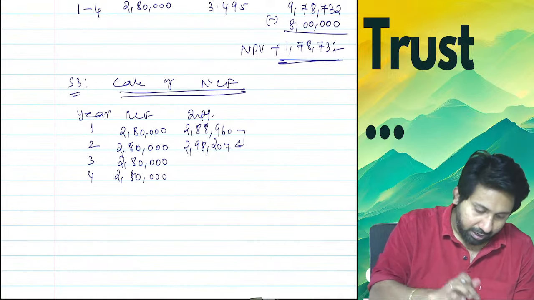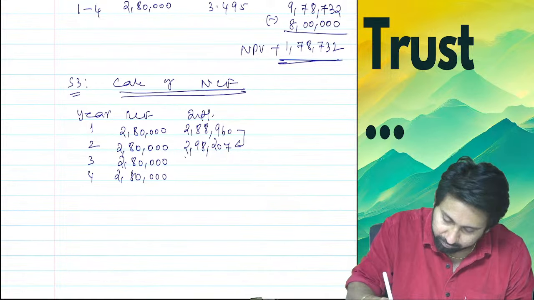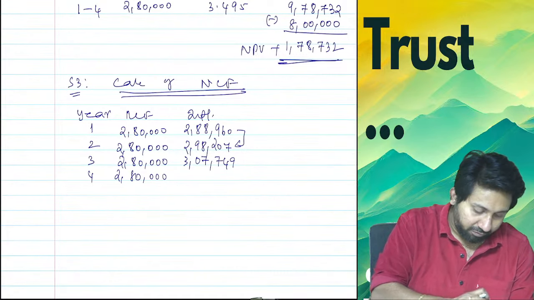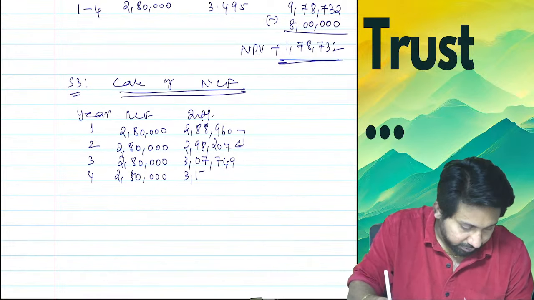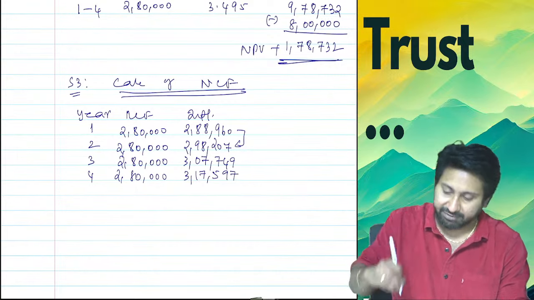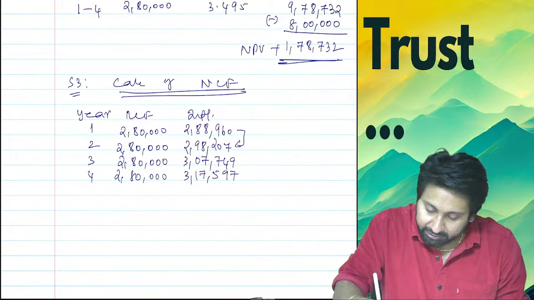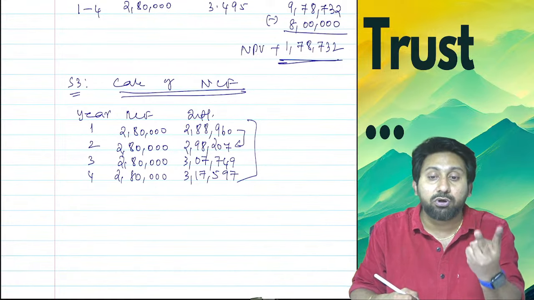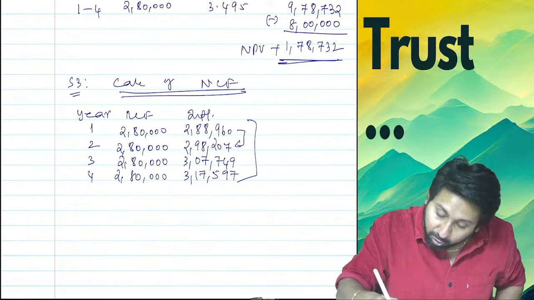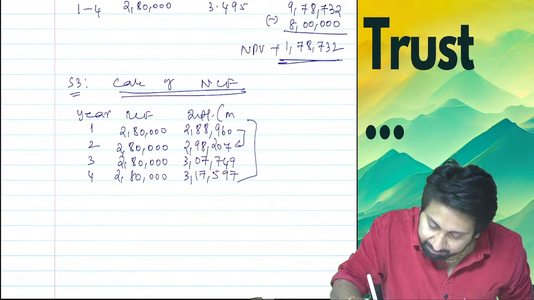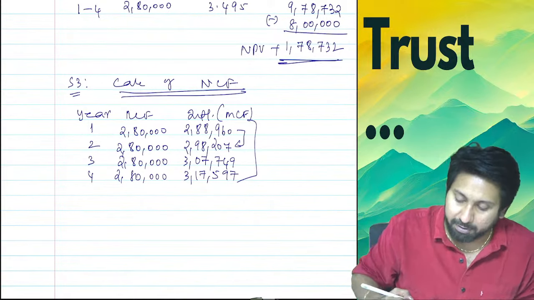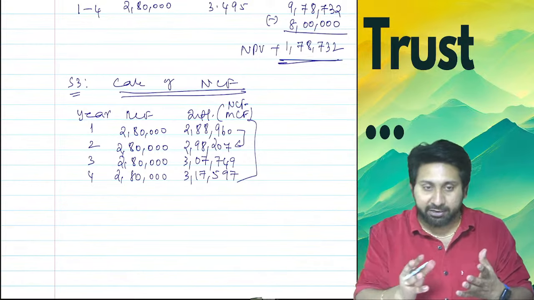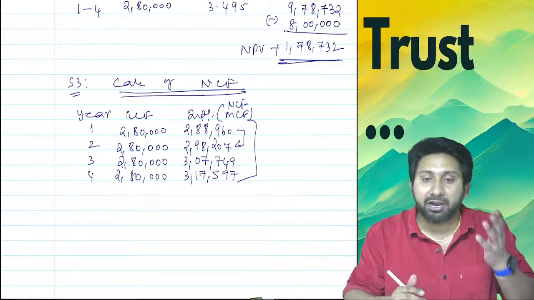298,207. Again into 1.032: 307,749. Into 1.032: 317,597. Now tell me, these four values include risk and include inflation, both. Okay, this is the money cash flow, also called the nominal cash flow. Instead of removing inflation first and then removing risk, you can directly use the MR rate.